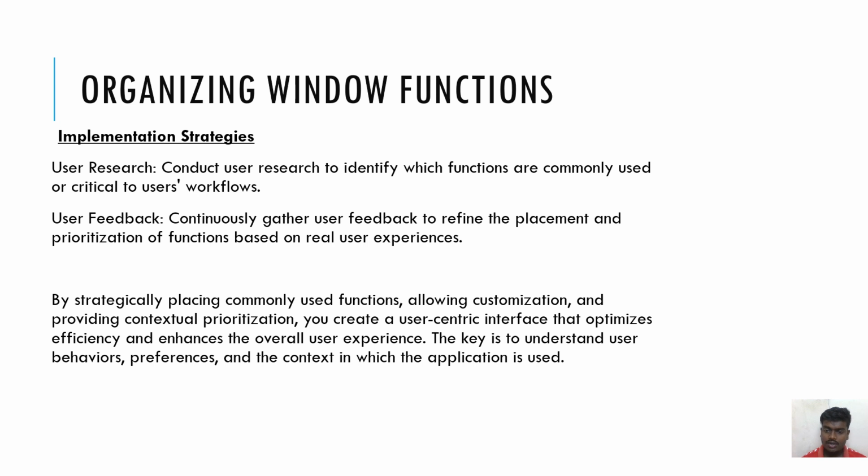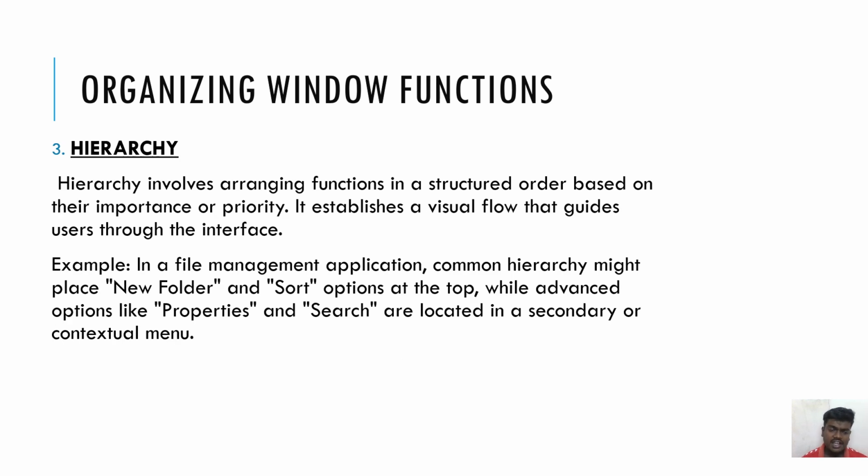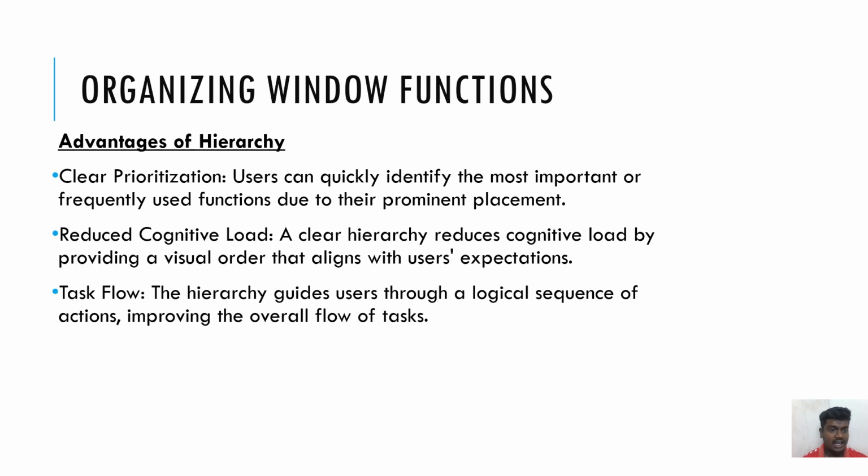The key is to understand the user behavior, preferences, and the context in which the application is used. Hierarchy. Hierarchy involves arranging the functions in a structured order based on their importance or priority. It establishes a visual flow that guides the users through the interface. Example, in a file management application, a common hierarchy might place new folder and sort options at the top, while advanced options like properties and search are located in a secondary or contextual menu. Advantages of hierarchy: clear prioritization, reduced cognitive load, task flow.